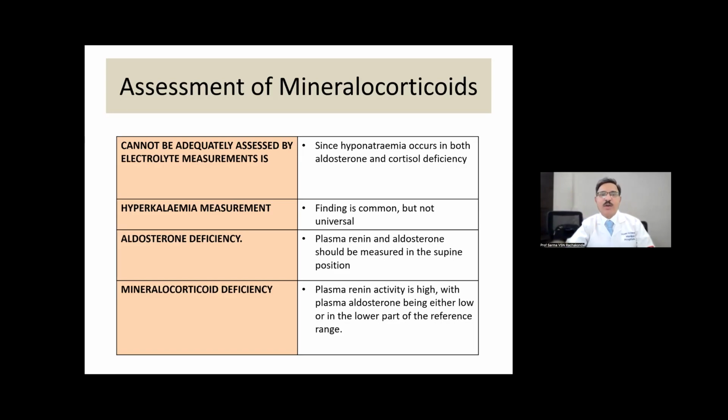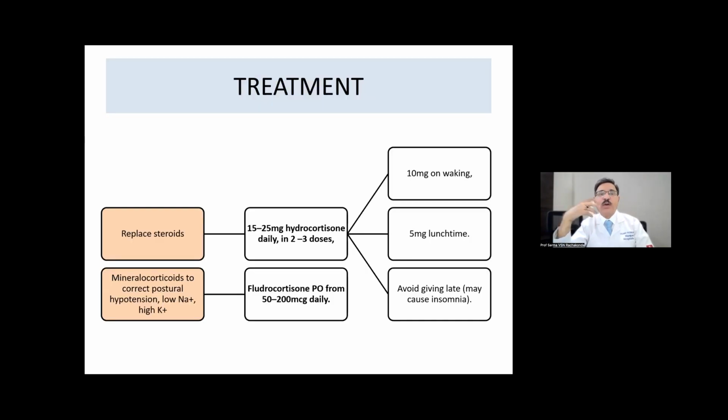Okay, mineralocorticoid. Now, how do I treat? The very important thing is replacement. You have to replace. What do you want to replace? Because steroid is not there, you give exogenous steroid. Mineralocorticoid is not there in primary, so you give mineralocorticoid.